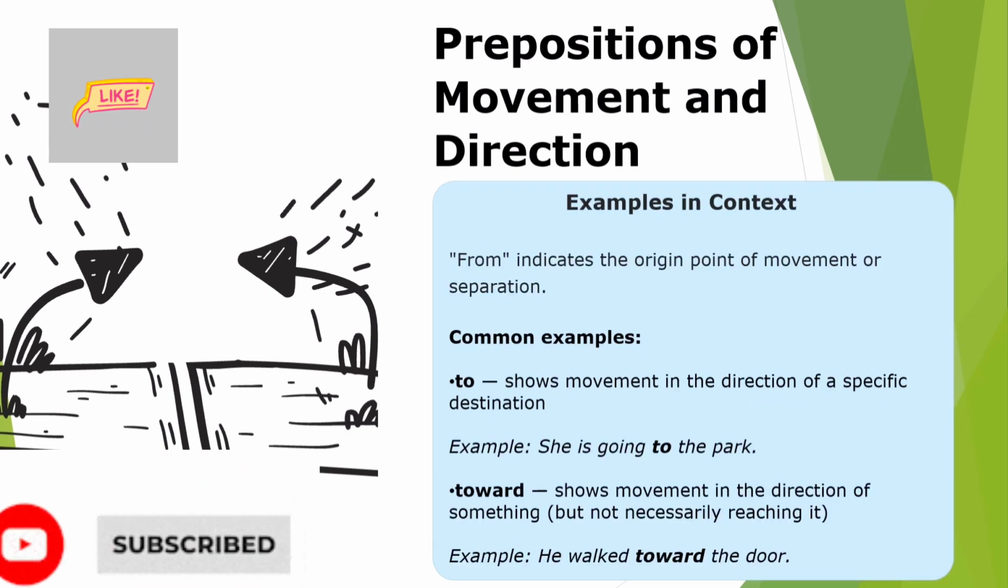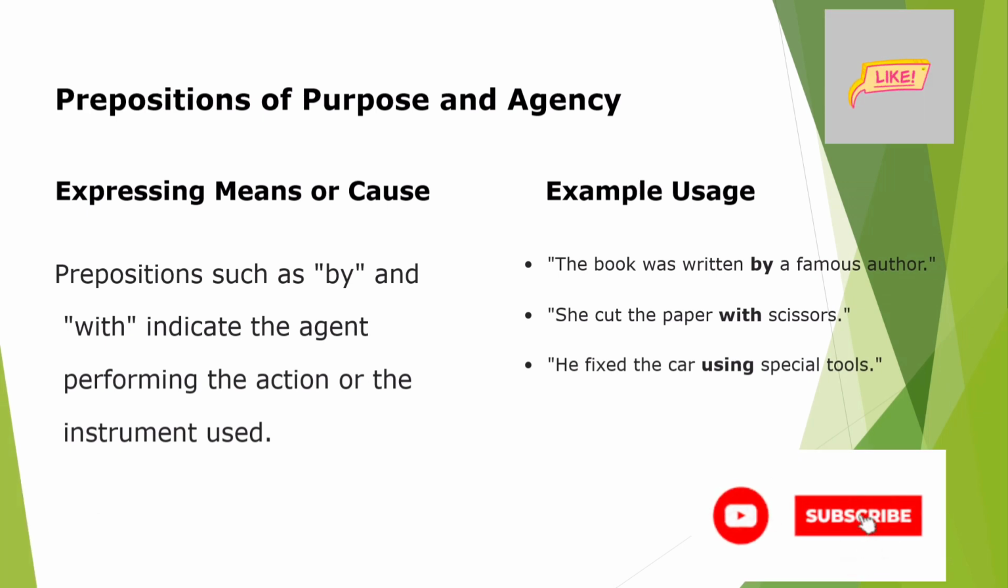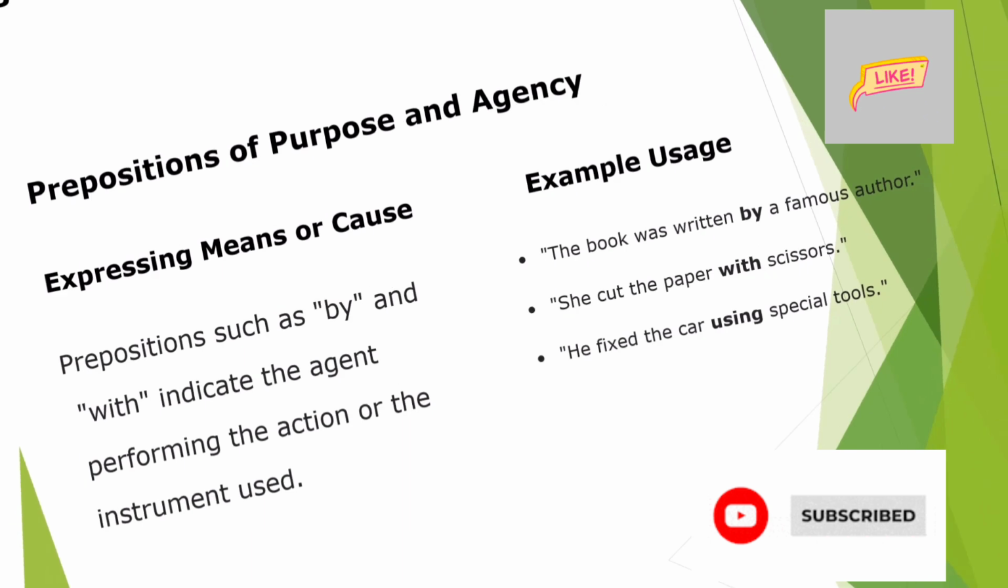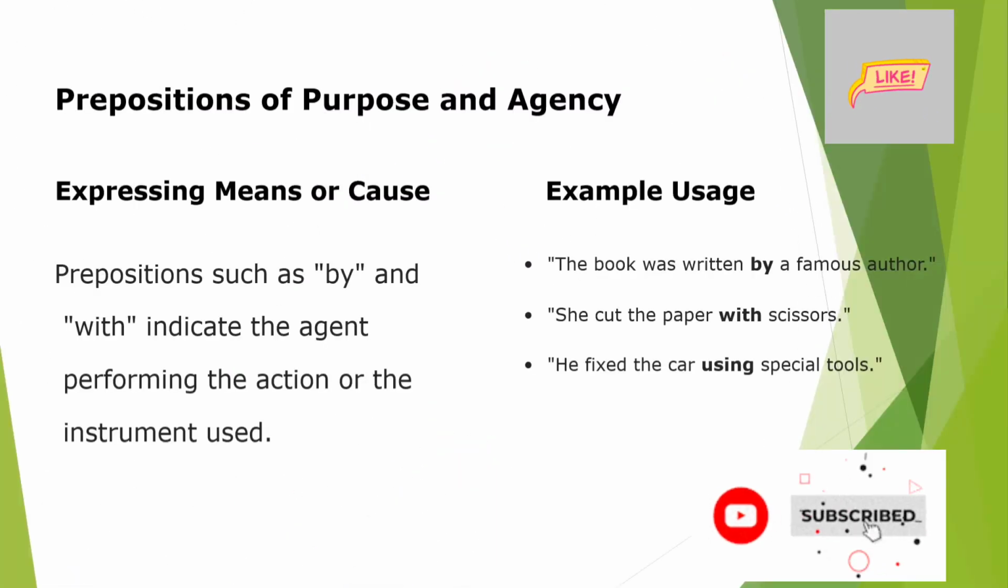Now let's look at prepositions of purpose and agency, expressing means or cause. Prepositions such as by and with indicate the agent performing the action or the instrument used. For example, the book was written by a famous author. She cut the paper with scissors. He fixed the car using special tools.